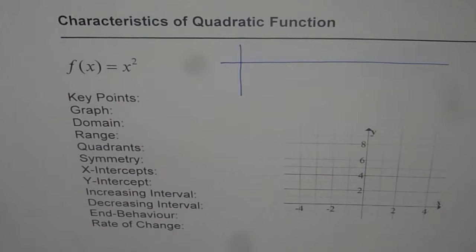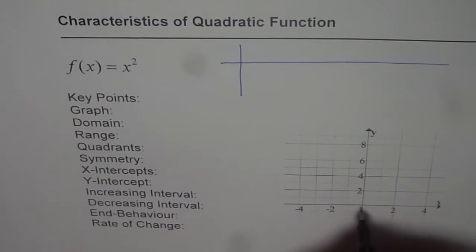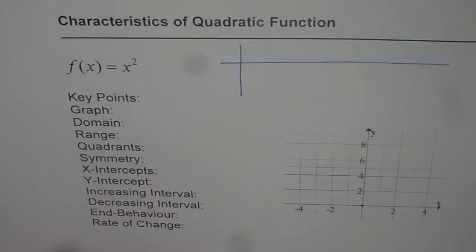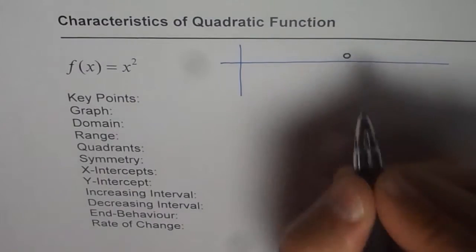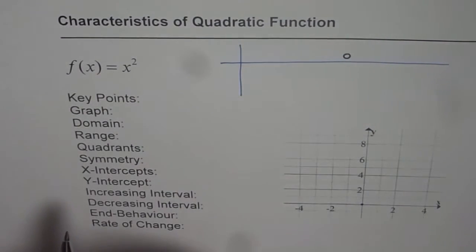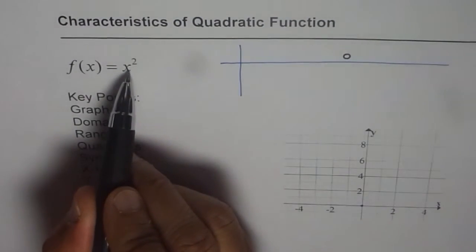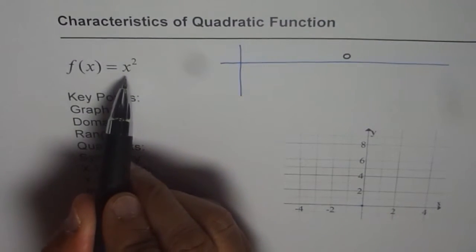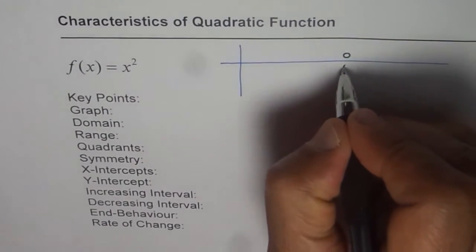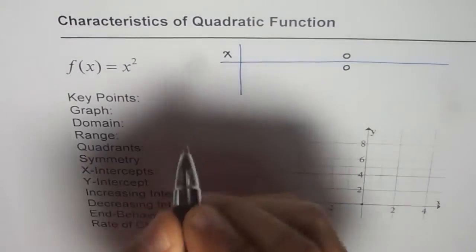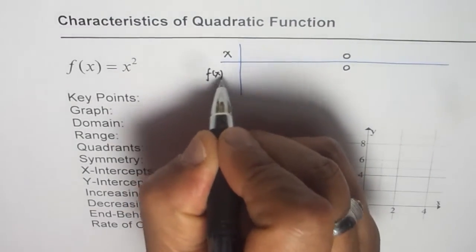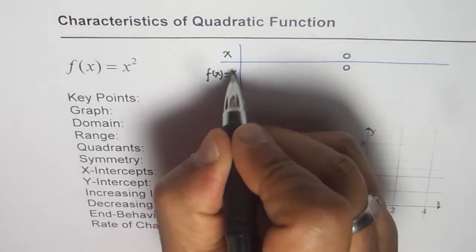I'll consider a few key points to sketch this function, starting with the origin, which is on the function. If x is 0, f of x is also 0, right? So let me write down 0 to start with as one of the key points on the function f of x equals x squared. 0 squared is 0, so the value of the function at x equals 0 is also 0. Here we are writing x values, and then f of x values, which is x squared.